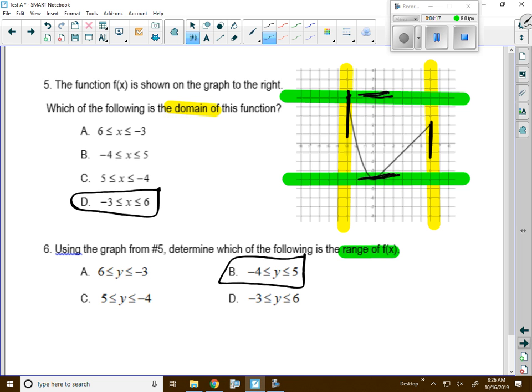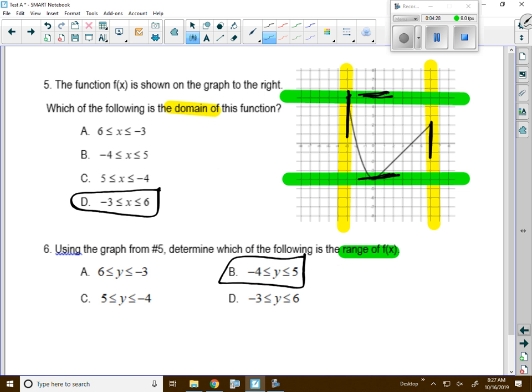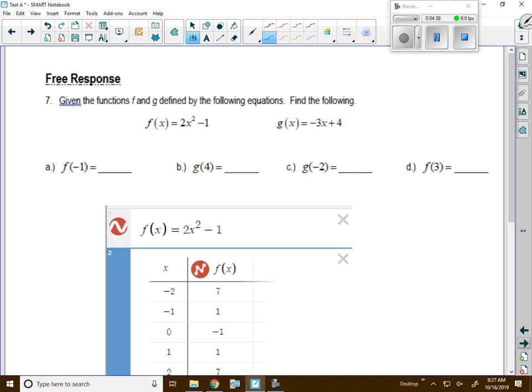Why is C wrong? It's backwards. All right. Let's stop there. Are there any that you want me to explain further and you're still not sure why you got it wrong or what happened or anything like that? Okay. Next one, free response.